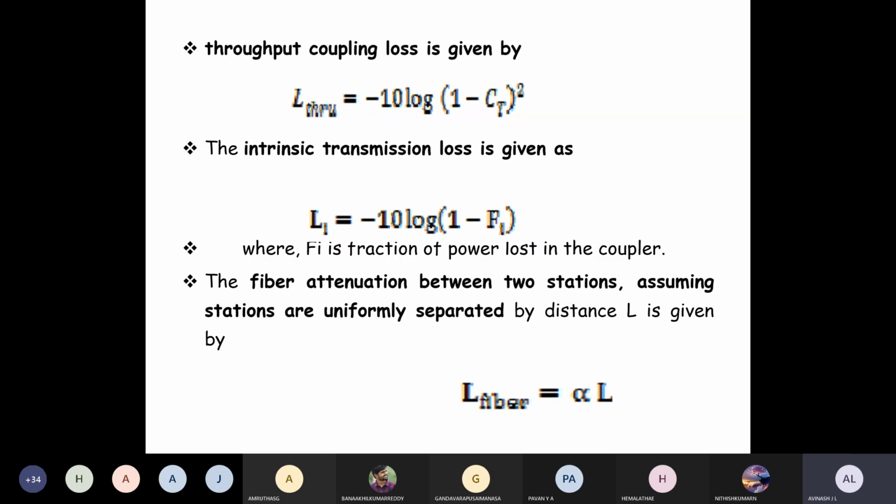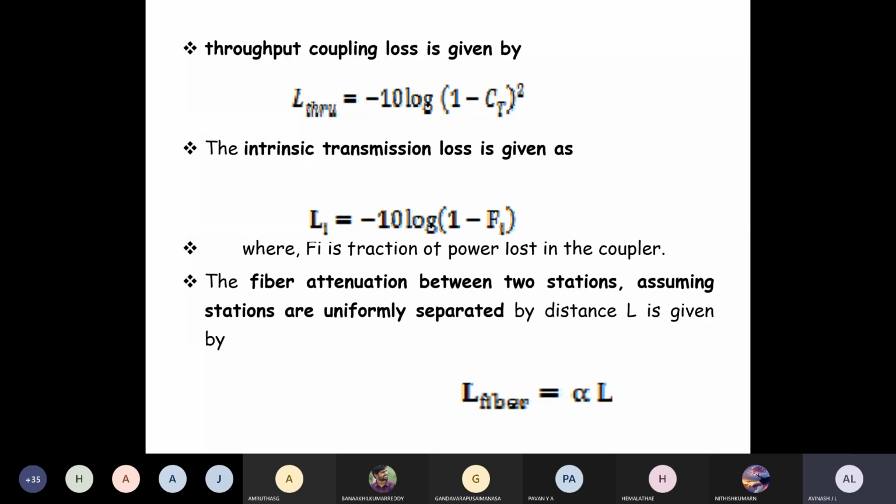Now the next thing is what throughput coupling loss is given by. Throughput L THRU is equal to minus 10 log of (1 minus CT) whole square.